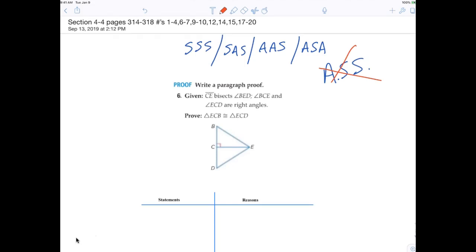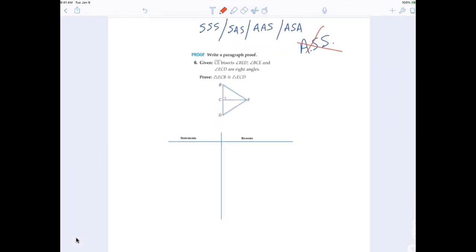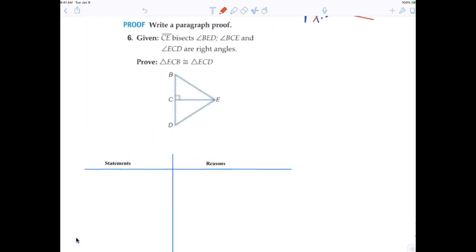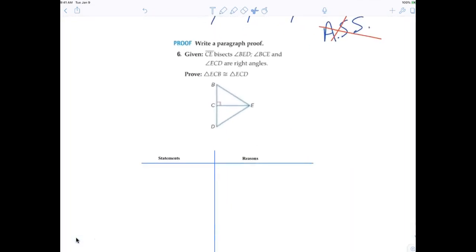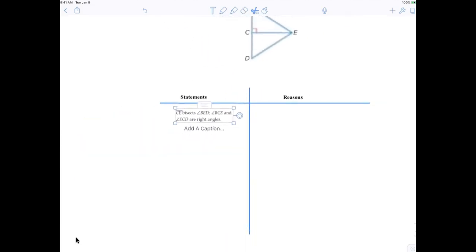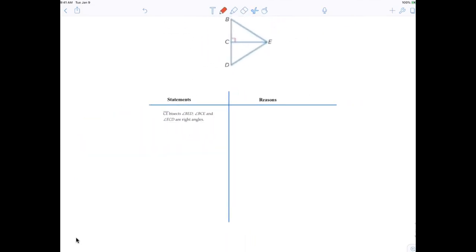Now let's try to knock out these proofs real quick. Maybe we can get it done. The first thing I like to do is obviously go ahead and grab the given. All right, here we go. Step 1, given.